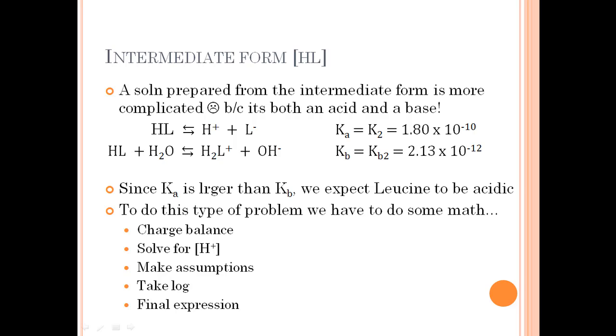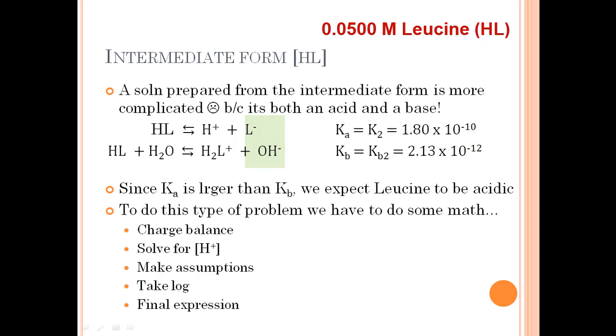Charge balance is not discussed really in this chapter, but all it says is that the sum of the positive charges in the solution must equal the sum of the negative charges. So the problem originally from our last video said that we had 0.0500 molar leucine, in which both of the reactions can happen, this Ka and the Kb. So what's the charge balance? Charge balance of the positive side would be the H2L plus and the H plus. So those are the two positive charges that we have. Well, what are the negative charges? It's going to be L minus and your OH minus.